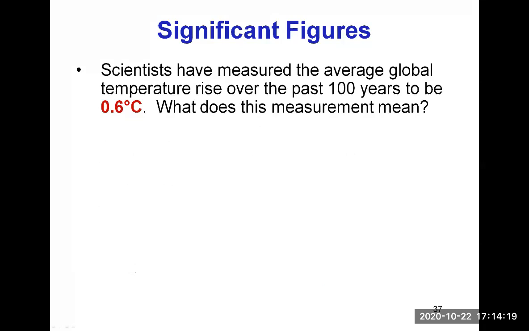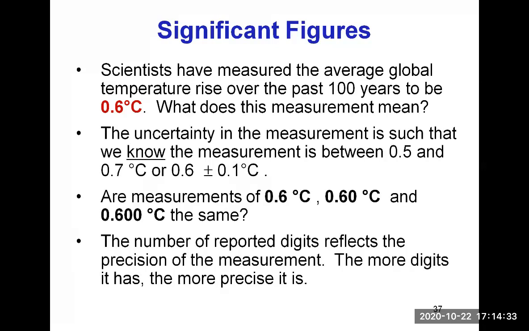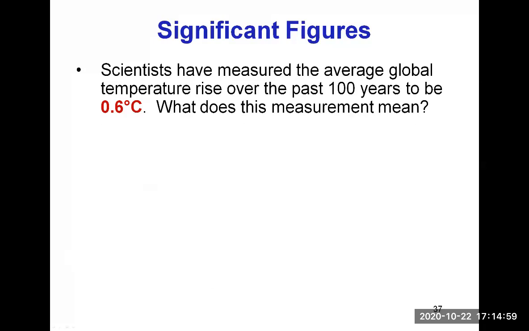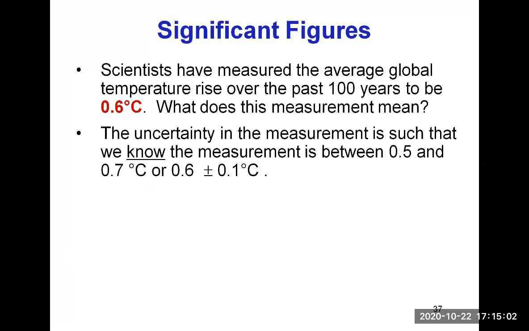For example, scientists have measured the average global temperature rise over the past 100 years to be 0.6 degrees Celsius. What does this measurement mean? It actually means that the uncertainty in the measurement is such that we know the measurement is between 0.5 and 0.7, or 0.6 plus or minus 0.1 degrees Celsius. So how do we get that range of 0.5 to 0.7?